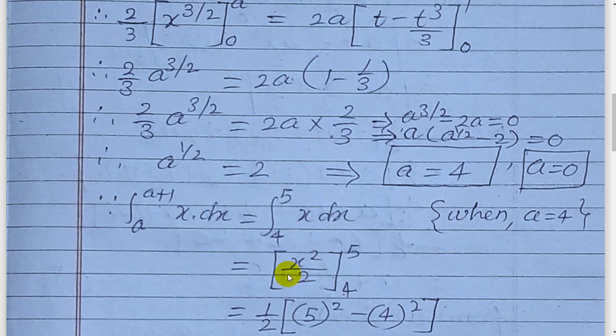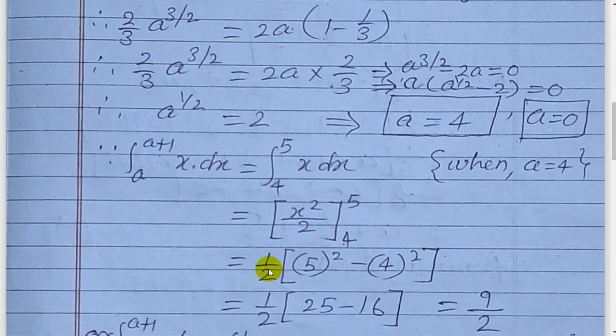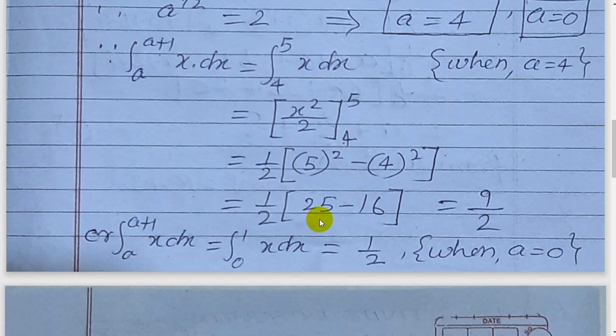Now integrate it. So it is equal to x square upon 2 with limits 4 to 5, because the integral of x dx is x square upon 2. So 1 by 2 as a constant is taken out and we take the limits. So this will be 5 square minus 4 square, so half into 25 minus 16, which becomes half into 9, that is 9 upon 2. So when a equal to 4, the value of the integral from a to a plus 1 of x dx becomes 9 upon 2. When a equal to 0, then what will happen?